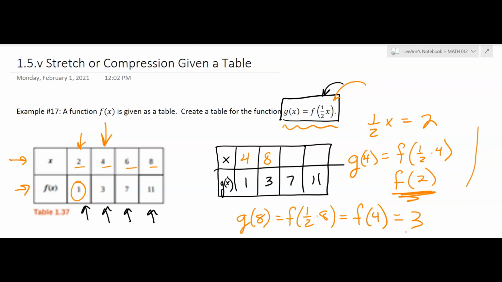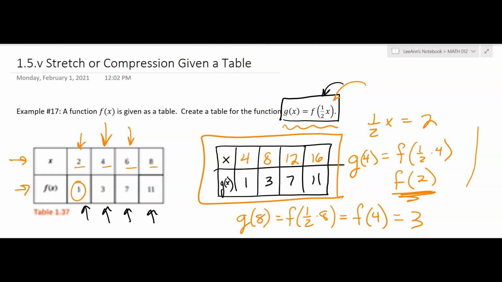You can do the same thing with the next one. But remember, we're going to double these inputs. So this is going to be 12, and this is going to be 16. And then this is the answer. This is the table for g of x. If I put in 4, I get out 1. If I put in 8, I get out 3. If I put in 12, I get out 7. And if I put in 16, I get out 11.